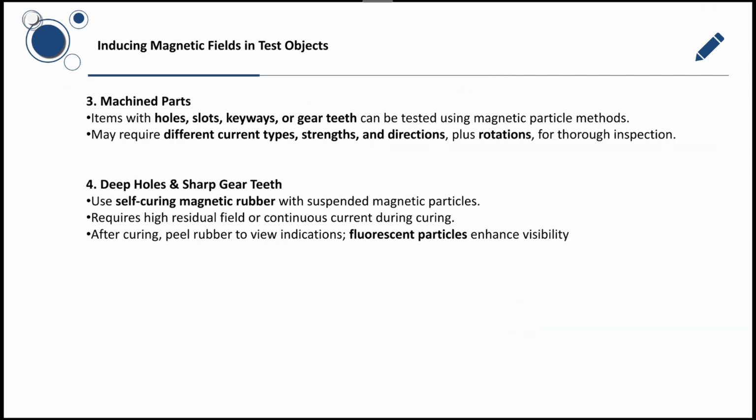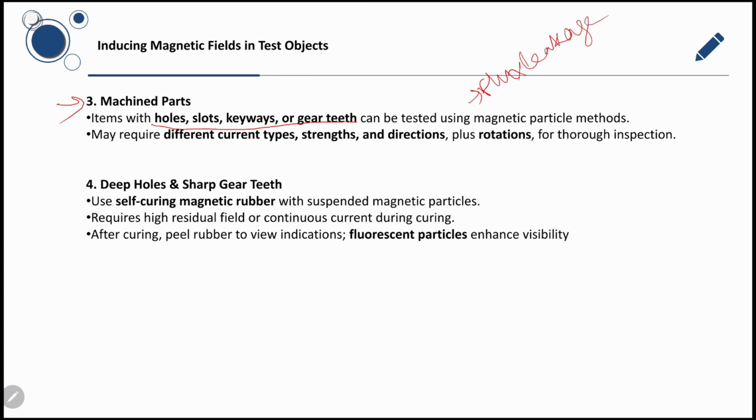The next topic is machined parts. Machined parts such as holes, slots, keyways or gear teeth create irregular magnetic paths. These changes in geometry can cause flux leakage. So it causes flux leakage and makes flaw detection more complex.